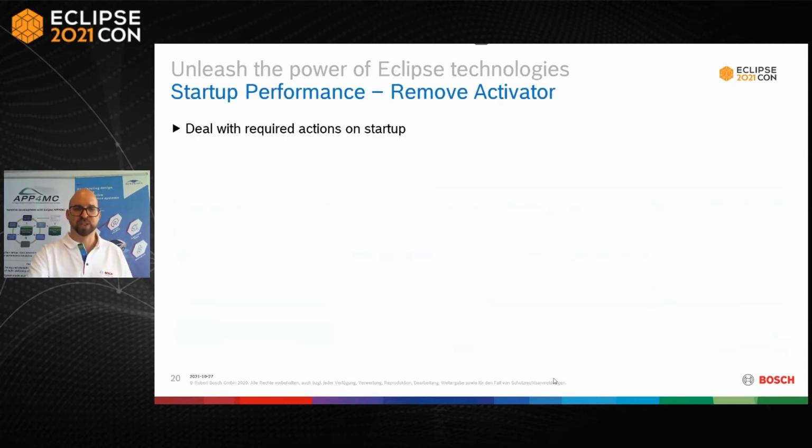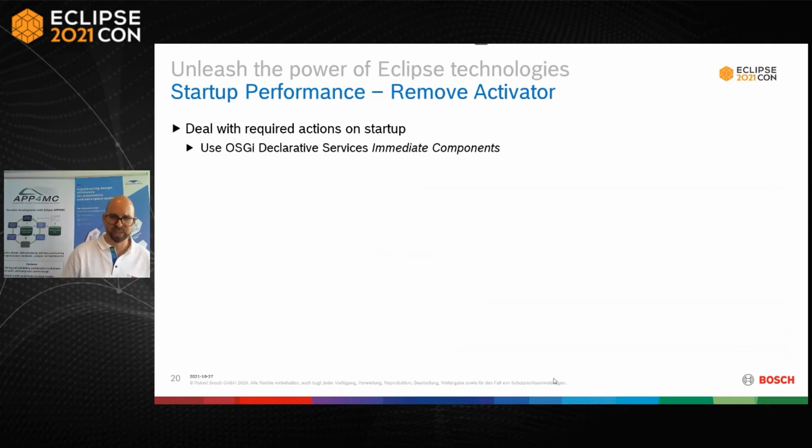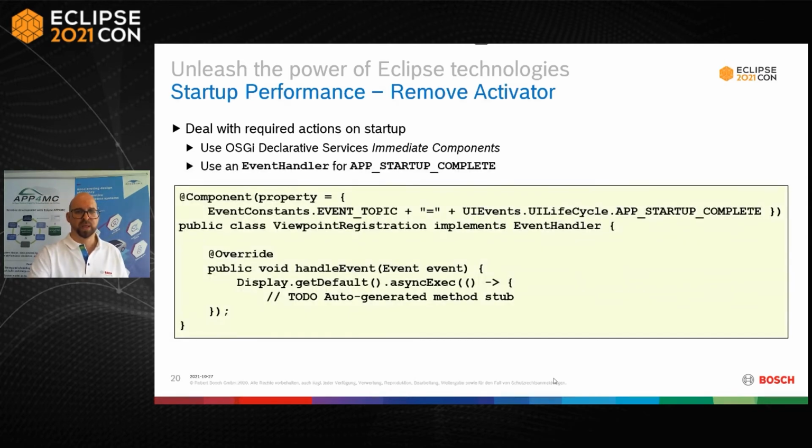What is an activator actually used for? It's used to deal with required actions on startup. If you need this, you can also use an OSGi declarative service called immediate component. That's also immediately executed on start of the bundle. What you can also do is use an event handler for the app startup complete event. That would be triggered once the application is ramped up. So the startup is complete from the Eclipse application perspective, from the platform perspective, and then you can do additional stuff.